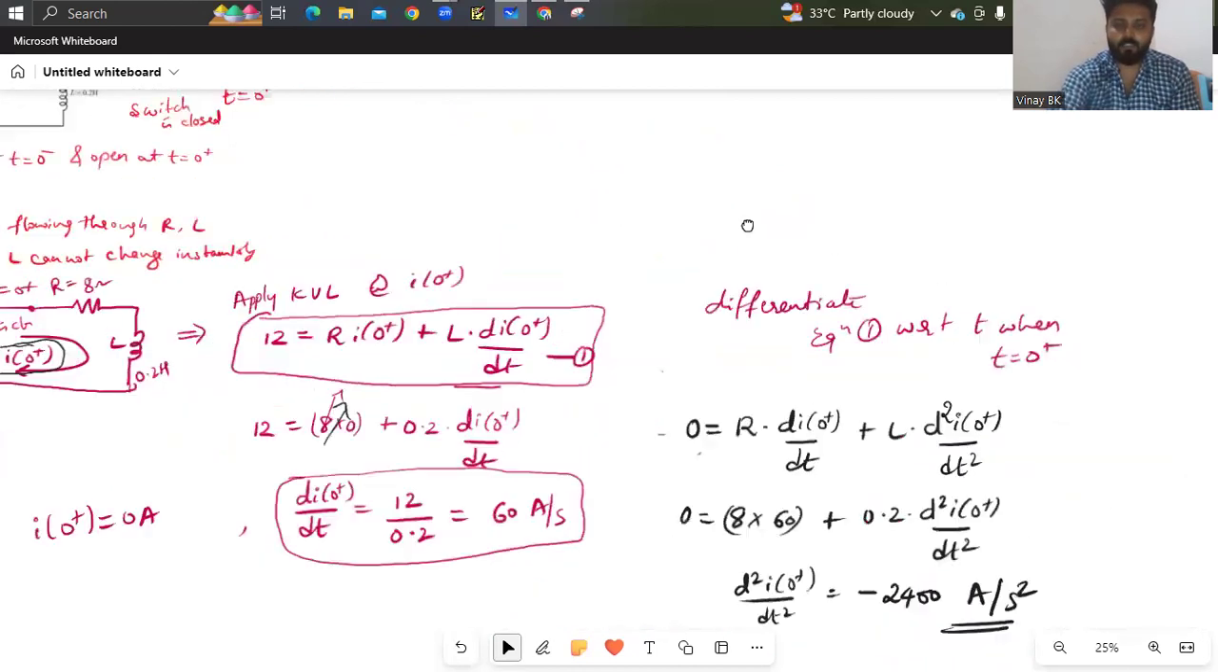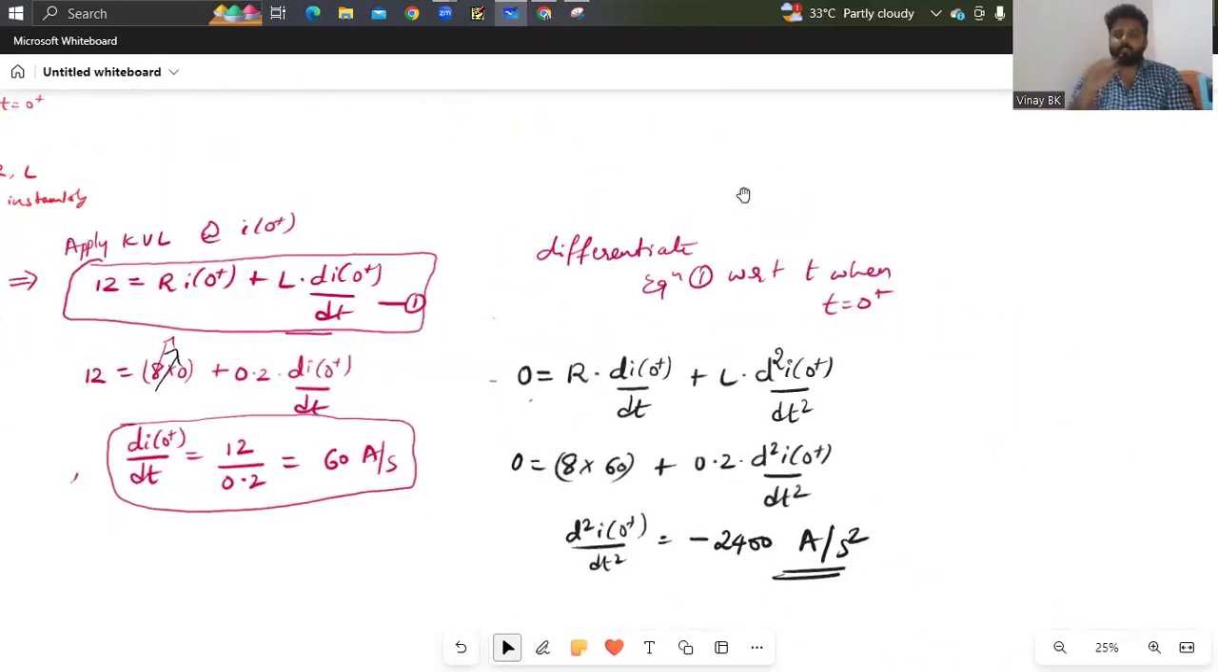In the same way, if you want the double differentiation, first label the KVL equation as equation 1. There is di by dt there, and if you want d square, you differentiate it once more with respect to t. Then this equation comes. Then you already know the value of di by dt, 60 has come. You substitute those values and simplify, you'll get d square I of 0 plus by dt square.